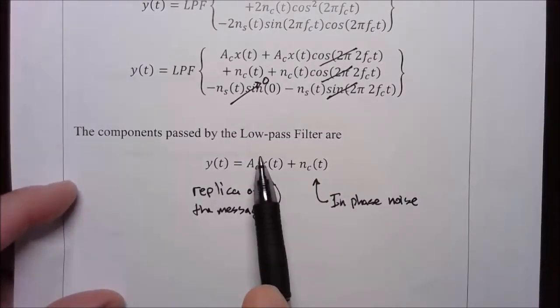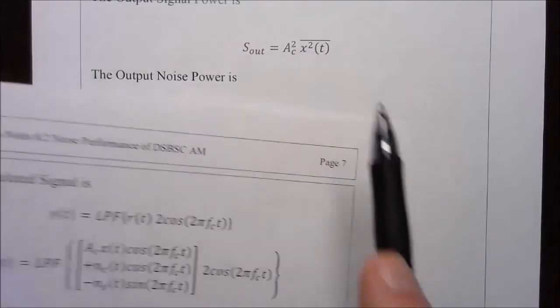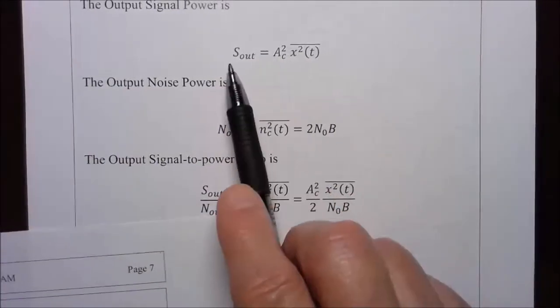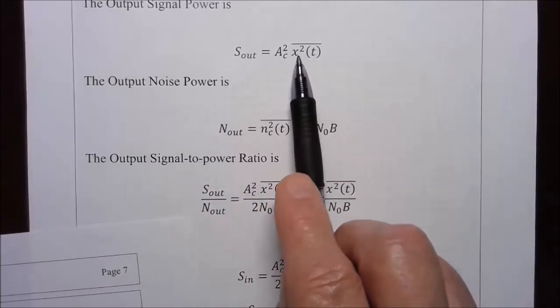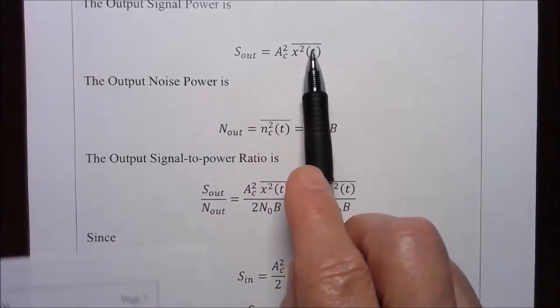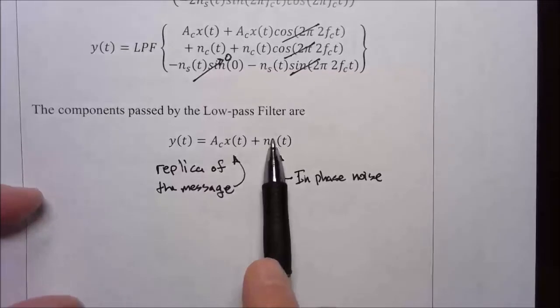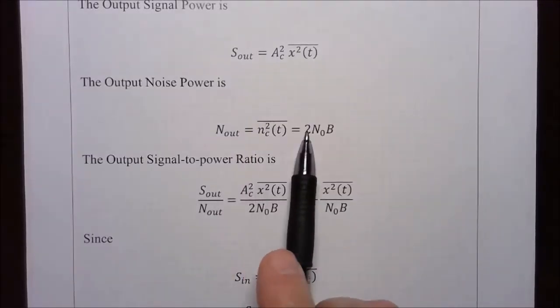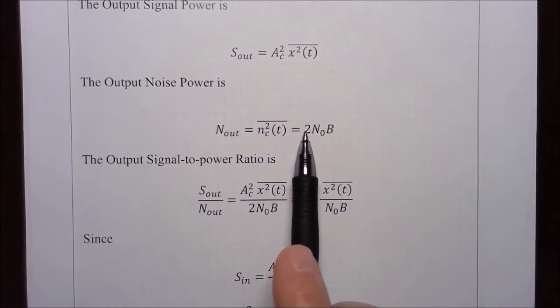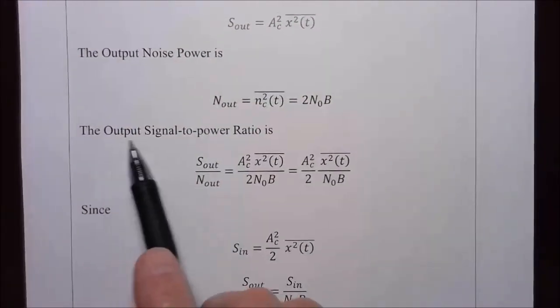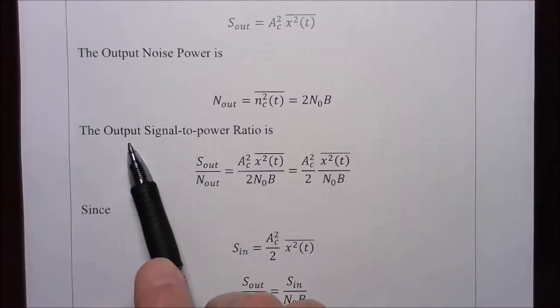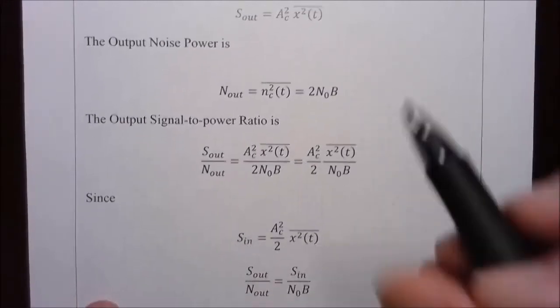So we can find the signal power in the output is simply going to be this signal squared and then time averaged. So that's going to be AC squared times x squared of t time averaged. And the output noise is going to be n sub c squared and time averaged. And we've already determined that that's equal to 2 times n naught b, as we saw on a previous page. So the signal to noise ratio at the output of the low-pass filter has this.